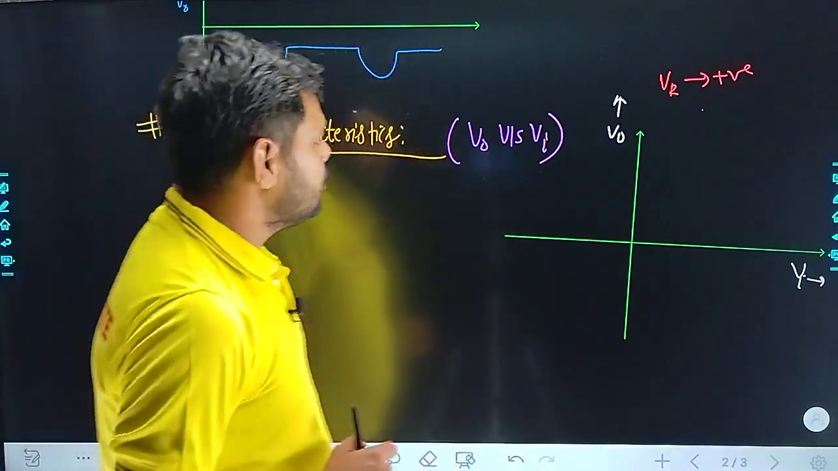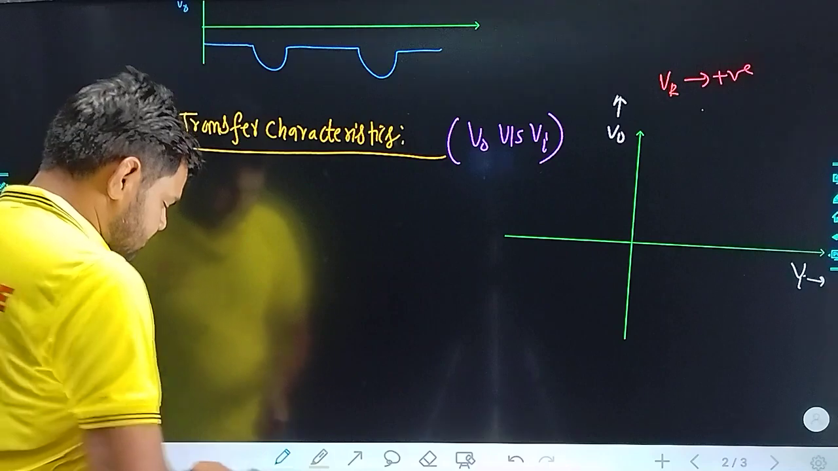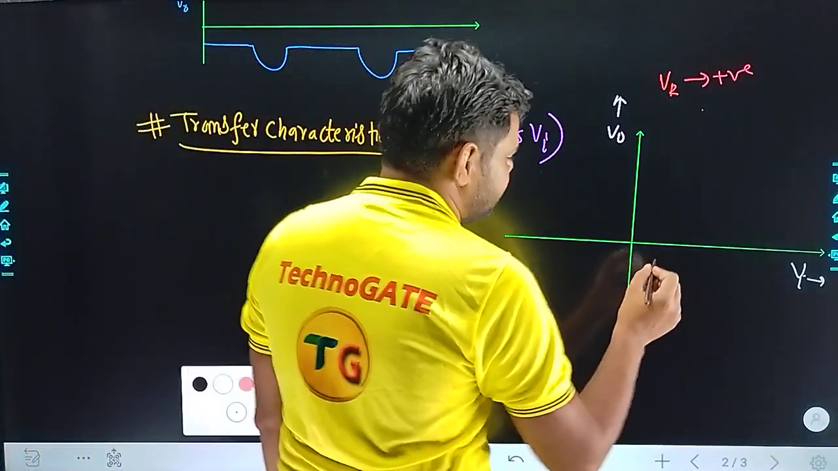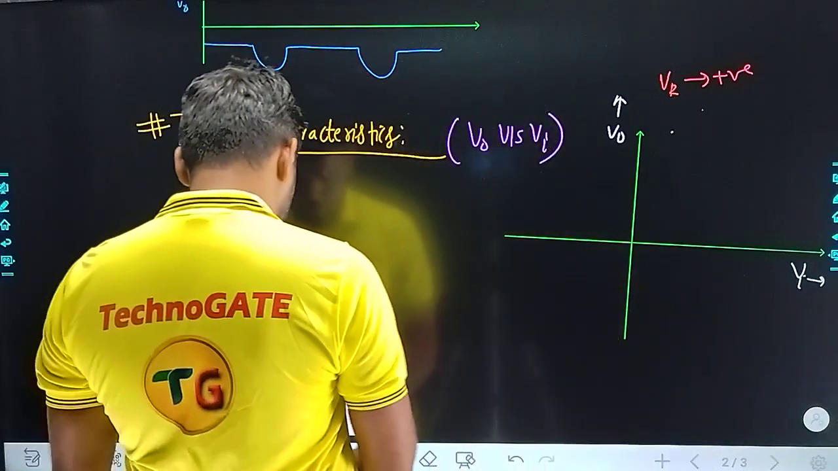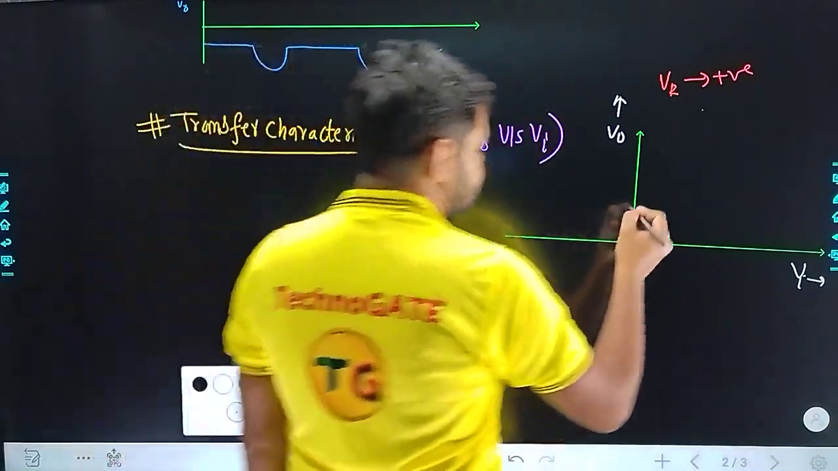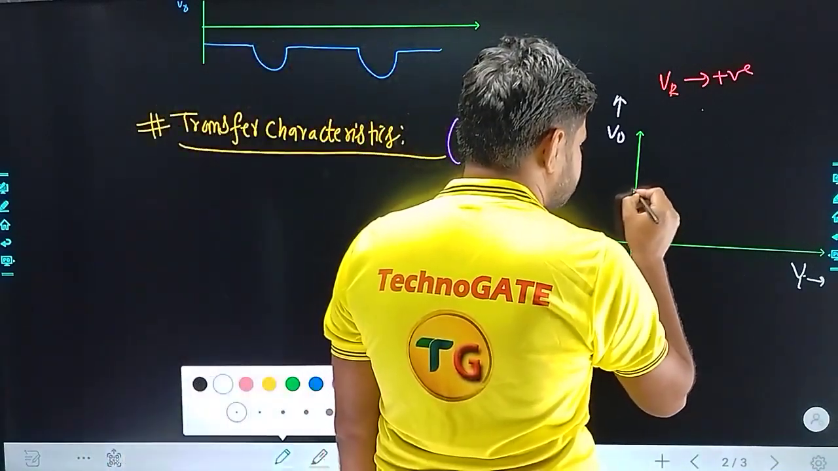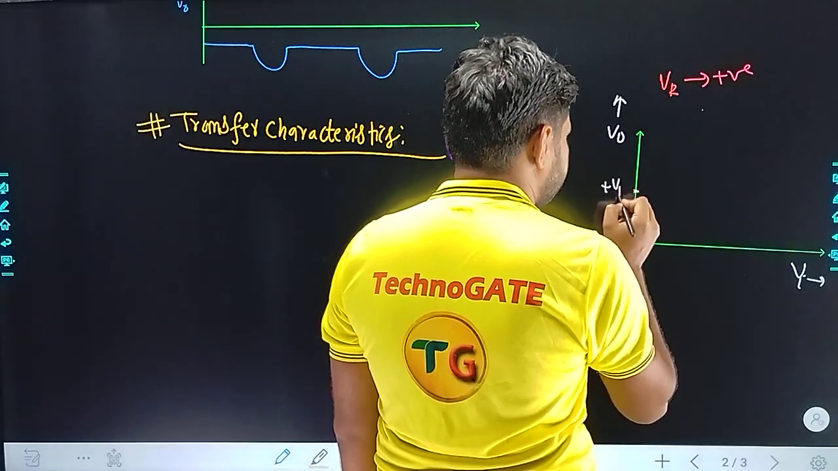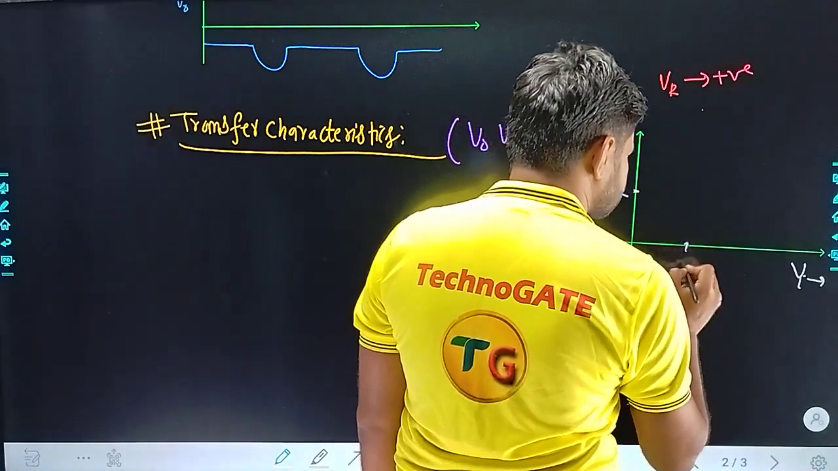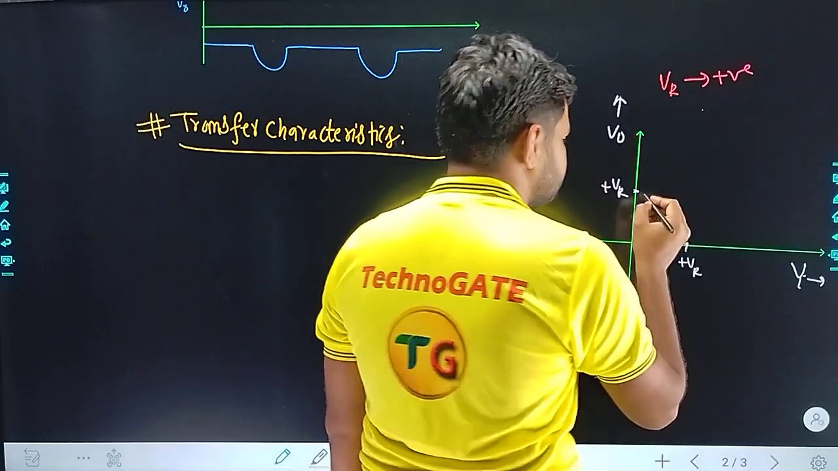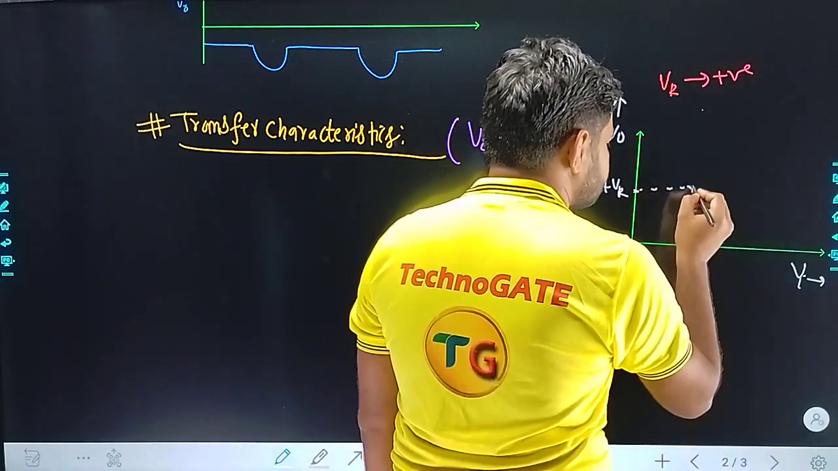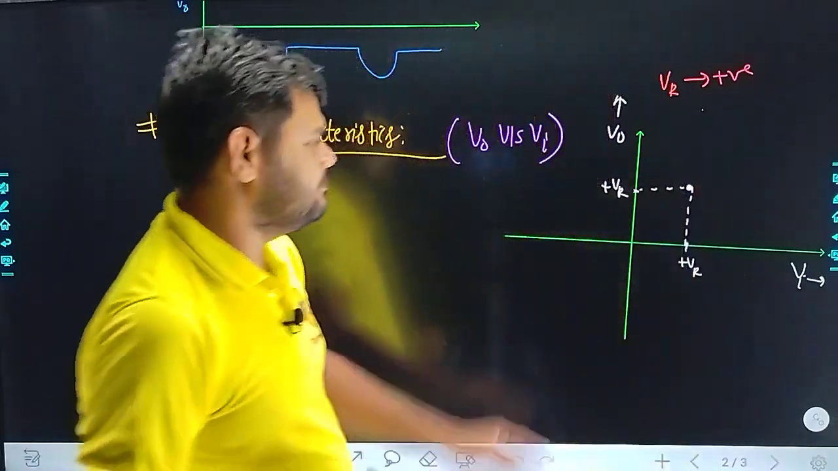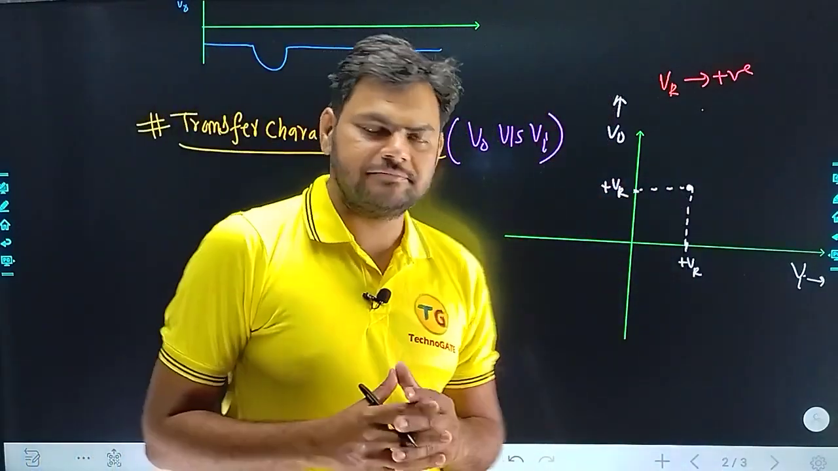So if the reference is positive, then of course I will mark the points. Suppose on the output axis as well as on the input axis I have marked points. Suppose I have marked over here plus VR, because the reference is positive. And this will be the intersection point where V0 and Vi will both be equal to VR.